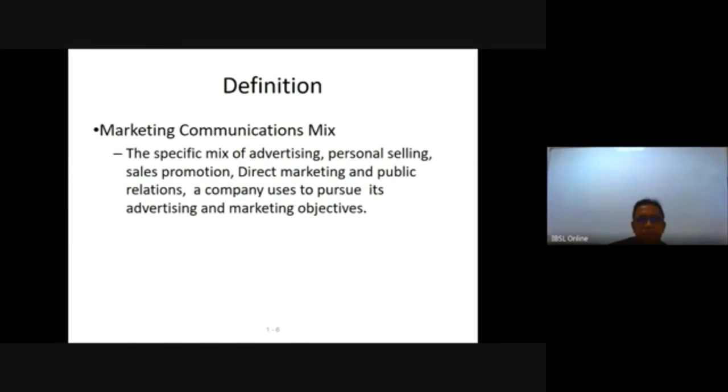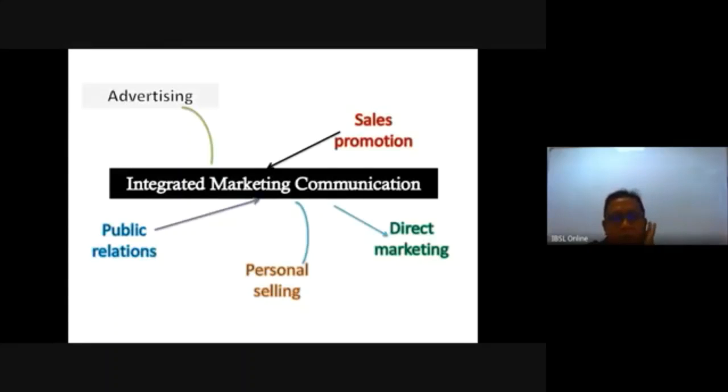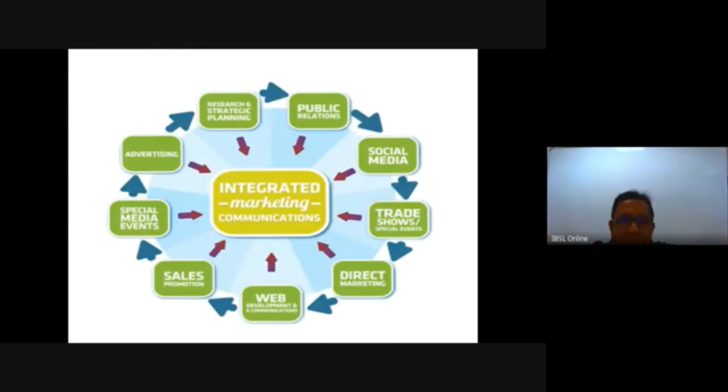Marketing communication mix is a set of tools such as advertising, personal selling, sales promotion, direct marketing, and public relations. Here all these mix elements are used to communicate. Communicate what? Communicate about the products and services and achieve the marketing objective. So integrated marketing communication comprises several separate tools, from advertising to direct marketing.